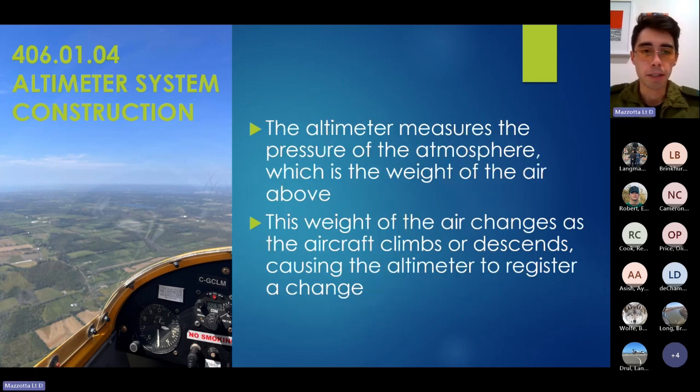So the altimeter measures the pressure of the atmosphere, which is the weight of the air directly above where you are. And this weight of the air changes as the aircraft climbs or descends, which causes the altimeter to register that change.